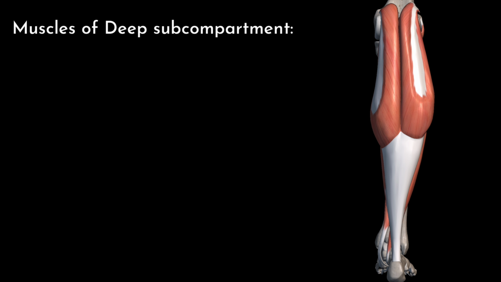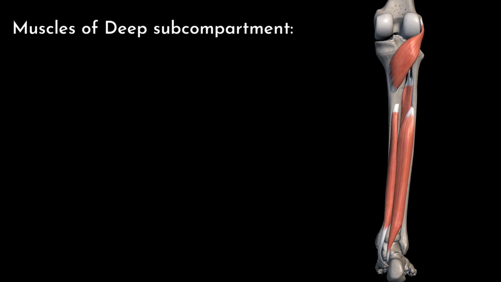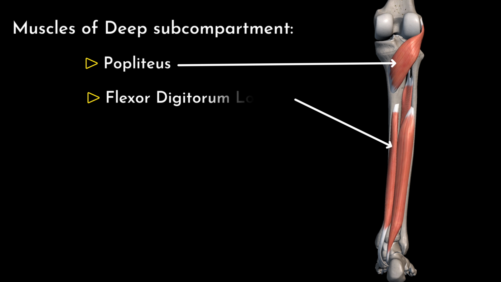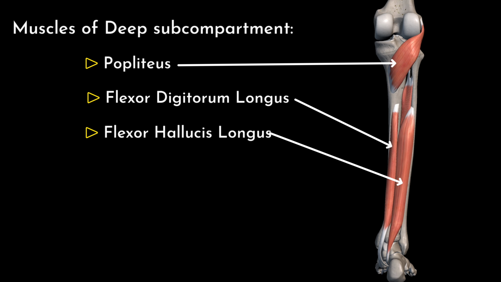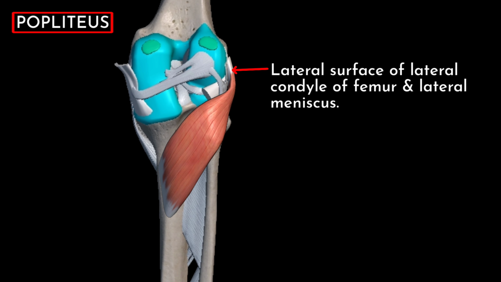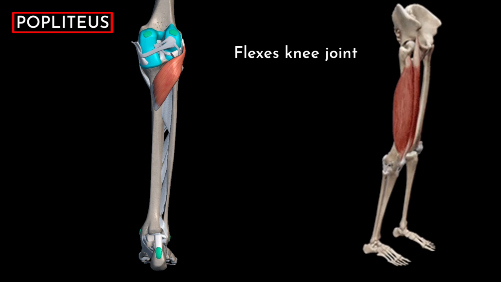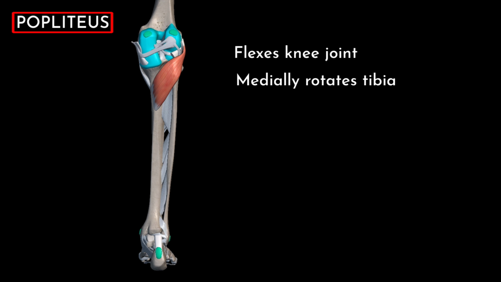Okay guys, so now we look at the muscles of the deep subcompartment of the posterior compartment. Below the gastrocnemius, soleus, and plantaris, we have popliteus, flexor digitorum longus, flexor hallucis longus, and tibialis posterior. The popliteus muscle arises from the lateral surface of the lateral condyle of the femur and lateral meniscus, and is inserted at the posterior surface of the tibia superior to the soleal line. Popliteus muscle weakly flexes the knee joint and medially rotates the tibia of an unplanted limb.